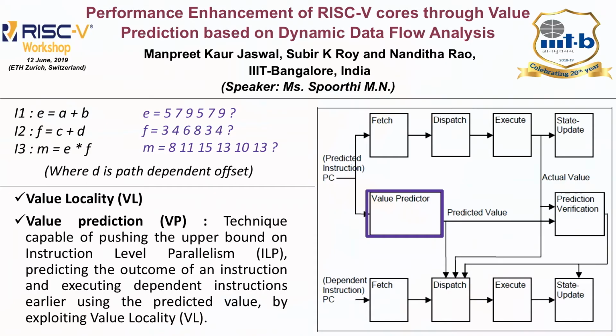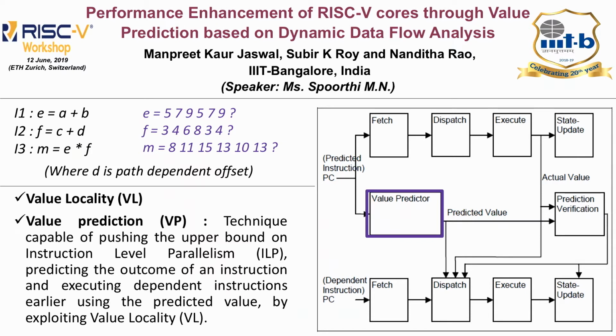Good afternoon. I'm presenting on behalf of my friend Manpreet. The important trend of microprocessors to improve performance is branch prediction and data value prediction. The likelihood of a previously seen value recurring in storage is called value locality. If you see, there are 3 instructions. For the third instruction, to get the value of m, instead of waiting for instruction 1 and instruction 2 to complete, I can predict the value of m. So this is value prediction.